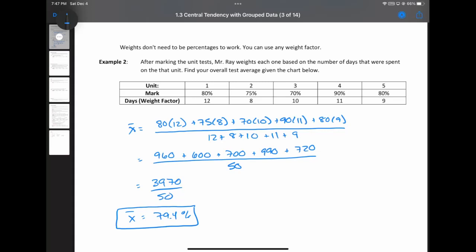The last thing that we should probably do before we continue on to the next question is just look at that and say, does that make sense? Now, our units are all approximately equally weighted. They're all kind of in the middle. The difference between 12 and 8 is pretty big, but not huge. And our marks look like they're consistently between the 70s and 90s. So yeah, 79.4 makes complete sense.